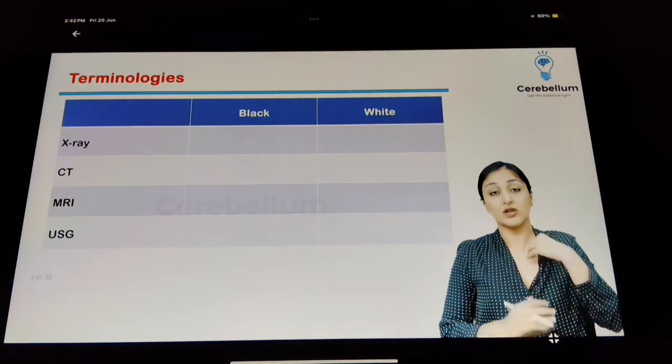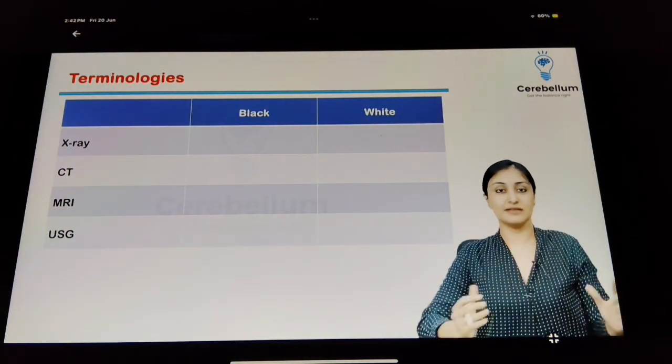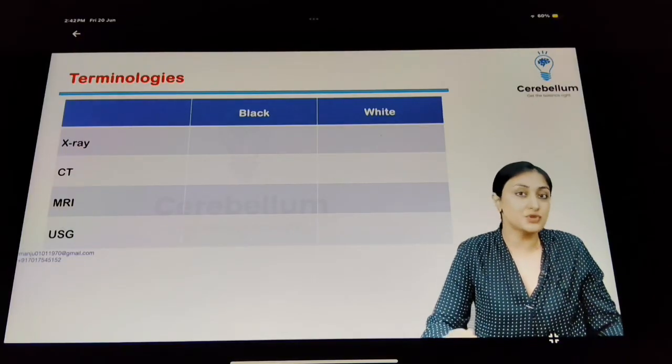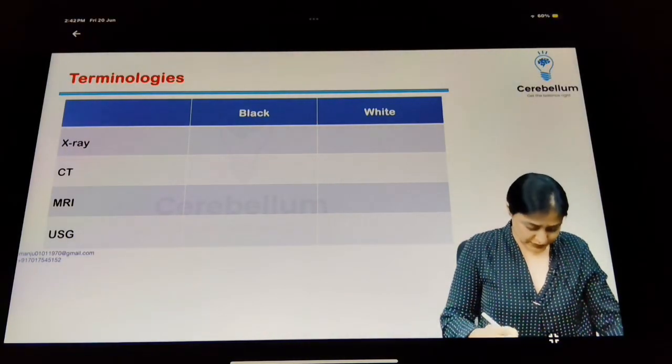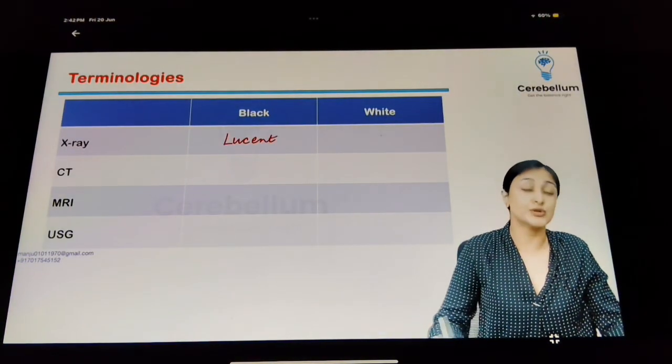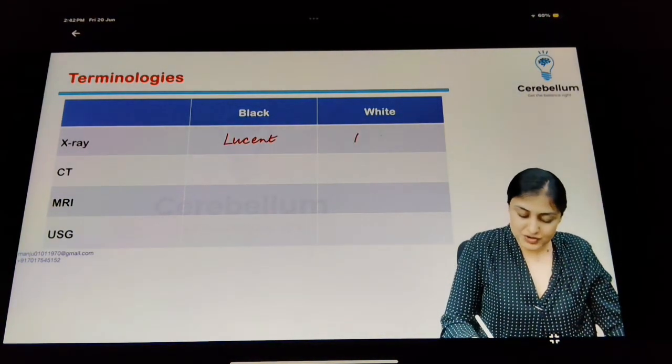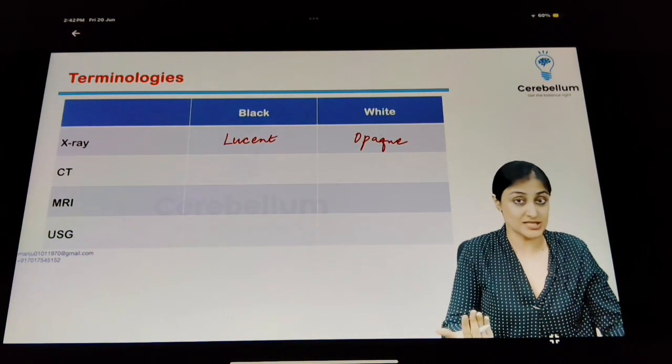So let's go. So first of all, what terms will you use? I refer to it as black and white. Now black and white is not something you want to write in your report, that lesion's black, doesn't look good. So then you have to be fancy. So what are the fancy terms that we use to call something black or white? So on X-ray, you want to remember, anything which is black, I'm going to call it as lucent, or I will call it as radiolucency. Anything which is white, I'm going to call it opaque or a radio opacity, okay?